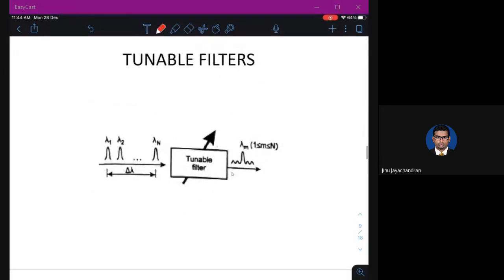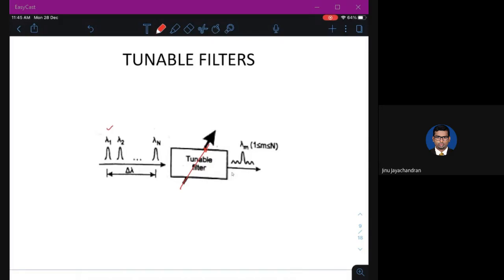So that's about fixed filters. Now let's look at tunable filters. As I have told earlier, tunable filters means that you can adjust some parameter of the filter so that you can filter out one wavelength at one time and another wavelength at some other time. Okay, so that's why this arrow mark is called tunable.